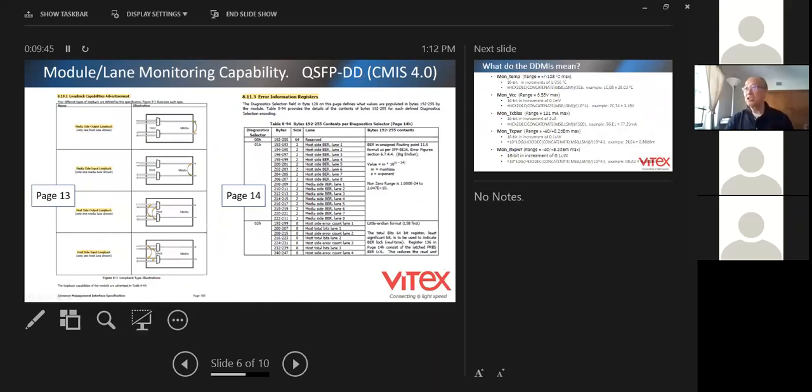So this page, I just want to show you the CMIS 4.0. You can see this is all from the MSA, the CMIS 4.0 document. And on page 13, you can see there are 4 kinds of loopback. You have line loopback from the transmitter, and line loopback from the receiver to the transmitter, and the host loopback on both sides as well. So and also on page 14.